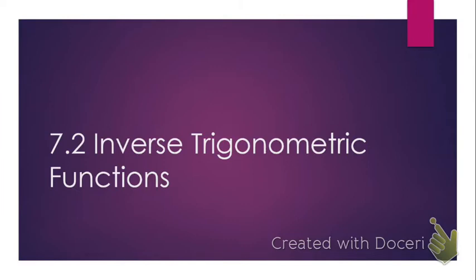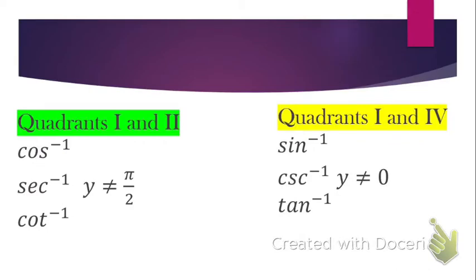Okay, so let's go ahead and start looking at 7.2, which is still inverse trig, but we're going to go into the sisters. So take a moment to copy this down. And this is just talking about where we're going to look for the inverses. So quadrants 1 and 2, that's cosine and its sister, and also cotangent. Quadrants 1 and 4, sine and its sister, and also tangent. So I'll give you a second to copy that down, and then we will work through a few more examples.